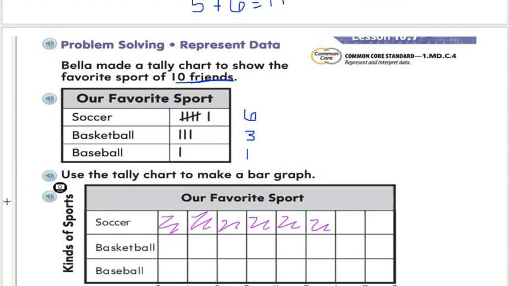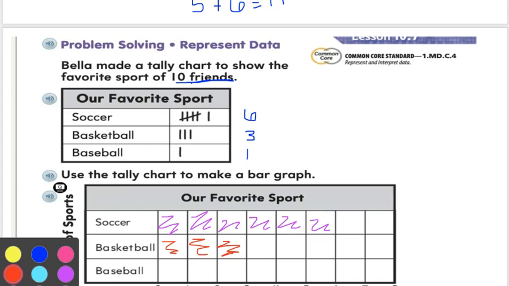Now, basketball. Miss D'Onofrio loves basketball. There were 3 friends that chose basketball as their favorite sport. 1, 2, 3. Now, if I was in person with you, my shading in would be much better. So don't make fun of Miss D'Onofrio's shading over here. I'm trying my best. And back up to baseball is our last one. There's 1 person, or 1 friend, that likes baseball. Here we go. And now our chart is fully filled in. Our whole bar graph is filled in according to our tally chart.